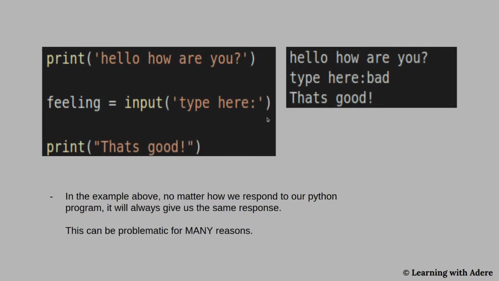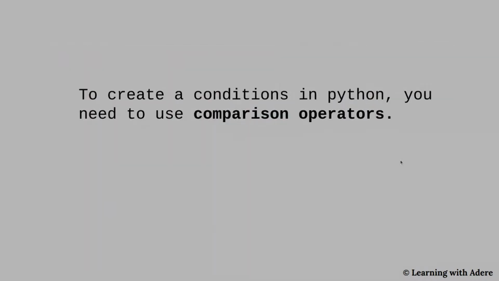Okay. So here's another example. This is just going back to what we just did in the IDE. So in the example above, no matter how many times we respond to our Python program, it will always give us the same response. So this is what we just looked at, how it could be problematic. So it asks us, hello, how are we? We type bad. It says that's good. So we do not want this for many reasons.